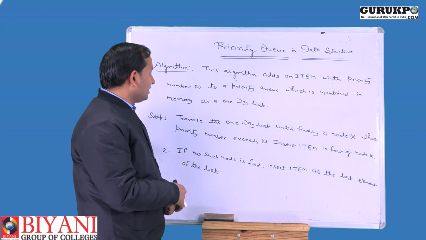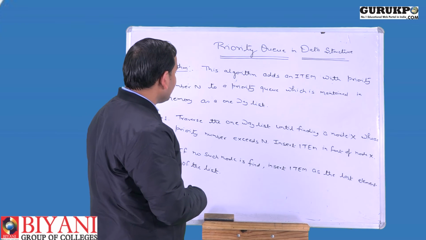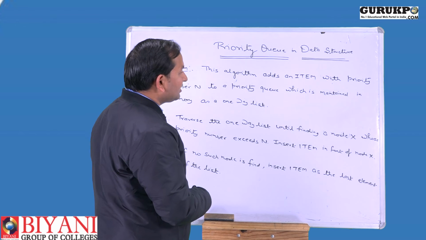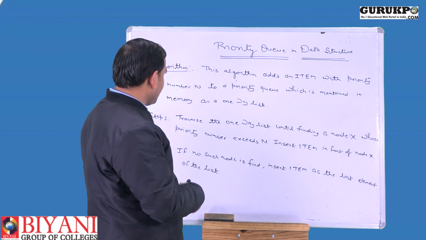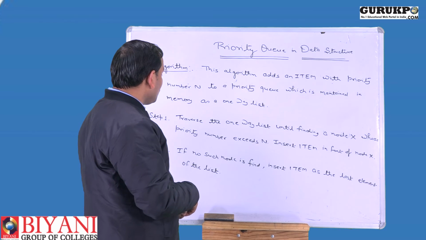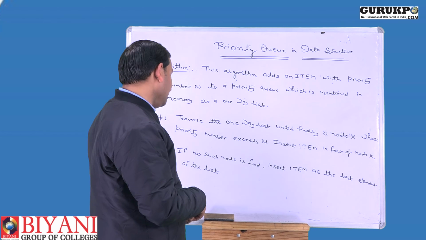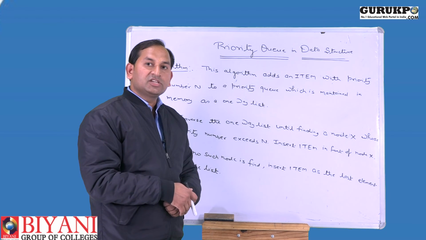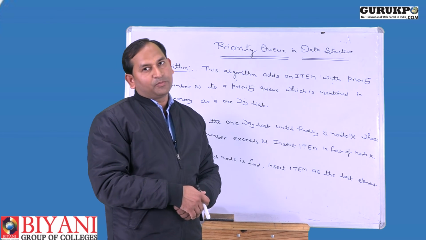In step number 1, traverse the one way list until finding a node X whose priority number exceeds n, and insert the item in front of node X. These are the primary steps. In step number 2, if no such node is found, insert the item as the last element of the list. So, by using these two steps, we can easily add new items to a priority queue.